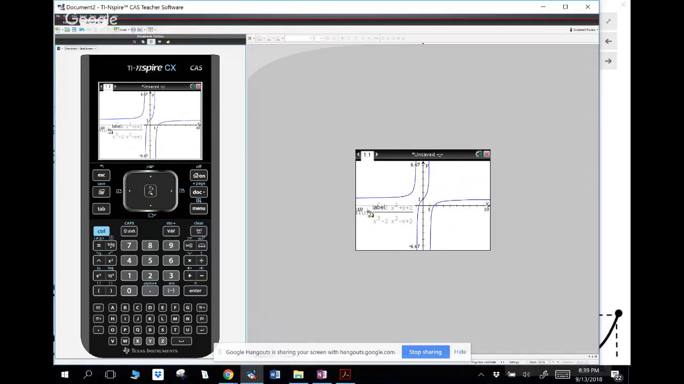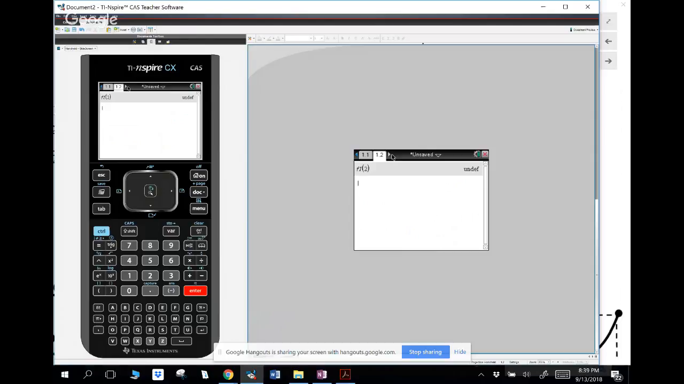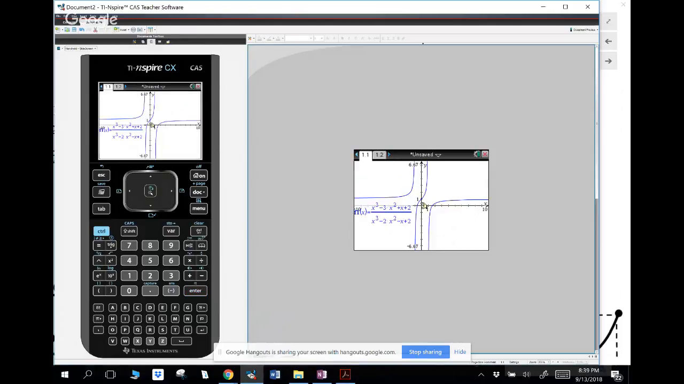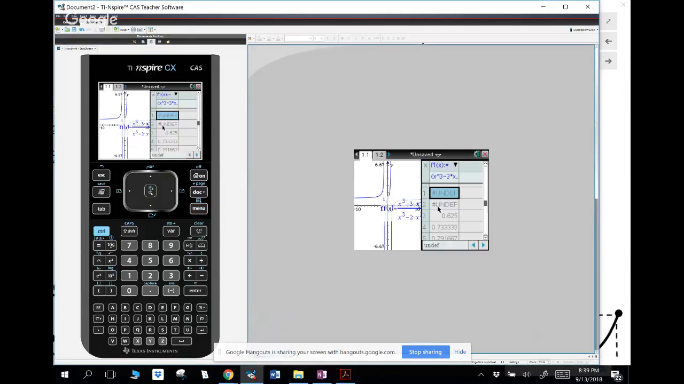Now if I think it's an actual value, watch what happens though. Let me do control doc to get another page, and get a calculator page. And let me do f1 of 2, just plug in the value of 2. Undefined, uh-oh. Well, that means it's going to approach a number, but there must be a hole in the graph right there that we can't see. So we're going to hit menu, and we're going to hit table. We're going to look at this table, and you see that at x equals 2, it says it's undefined.